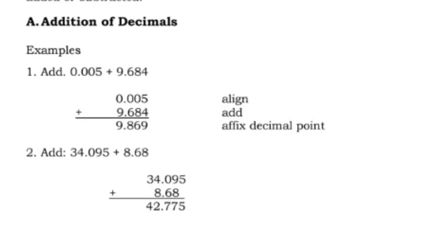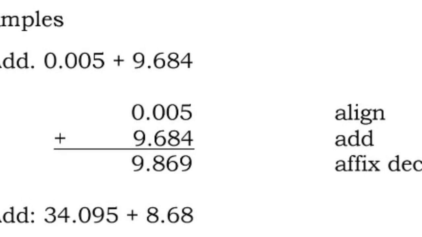And what is it? So, addition of decimals. For example, add 0.005 plus 9.684. So the first step here is we're going to align the decimal point. So you have 0.005 plus 9 aligned with 0. Then the decimal point aligned to another decimal point. Then 684. Next we're going to add 5 plus 4 is 9.